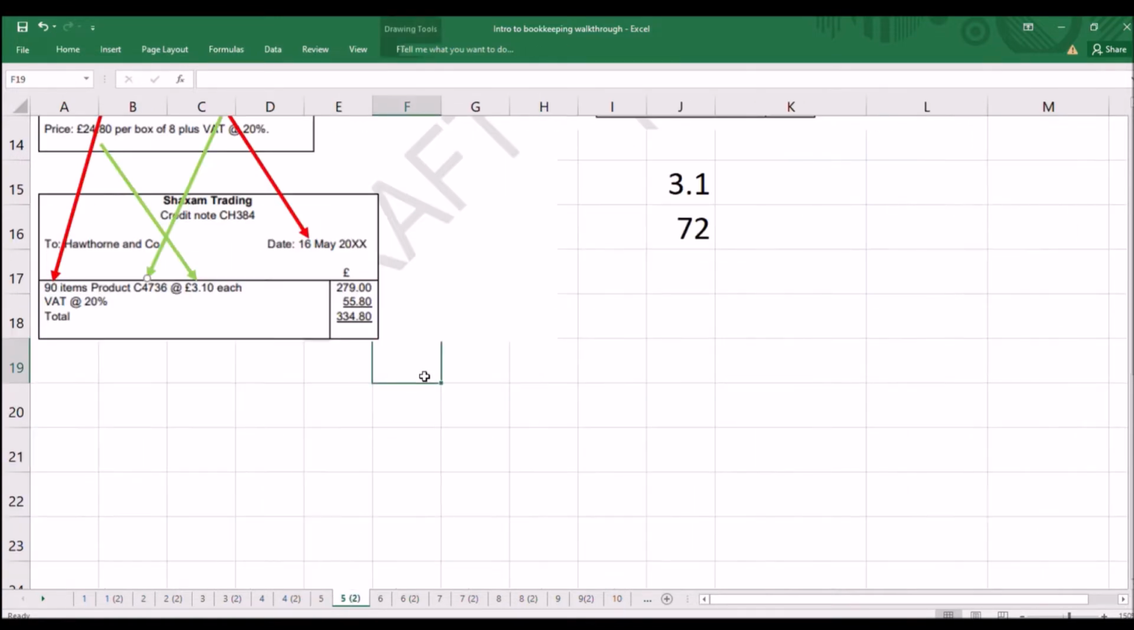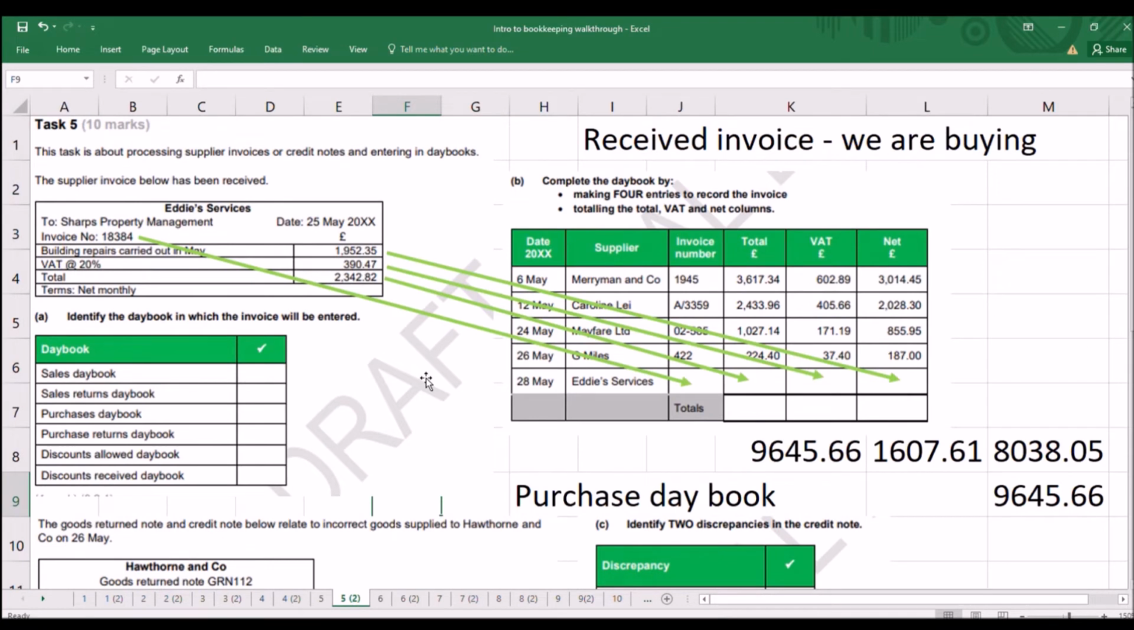So first of all, it's about a supplier invoice that has been received. So the supplier sends their sales invoice to the seller. It's a purchase invoice to us, so it goes into the purchase day book. So that will be the first thing. A sales invoice for the seller. We are the buyer, so it's a purchase invoice for us.